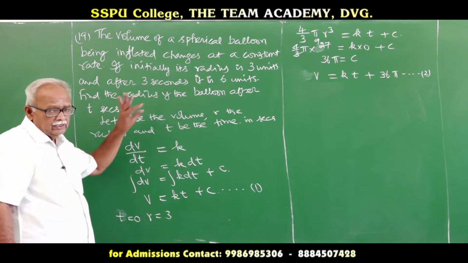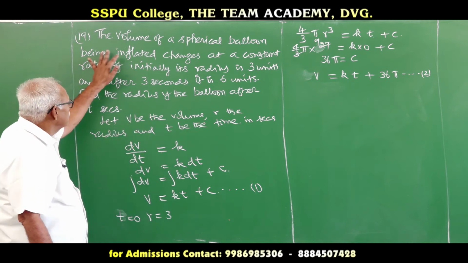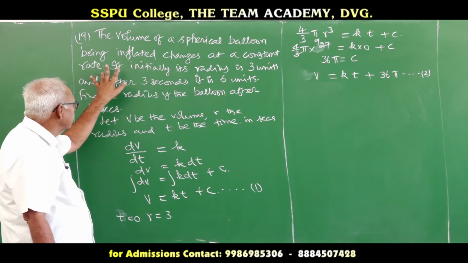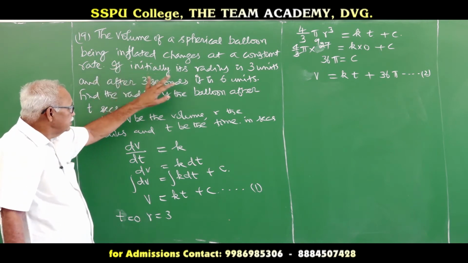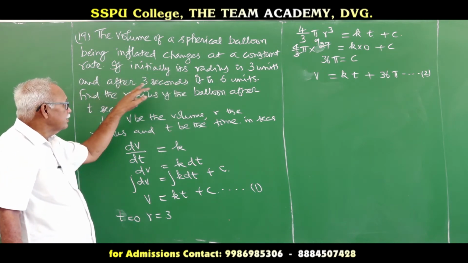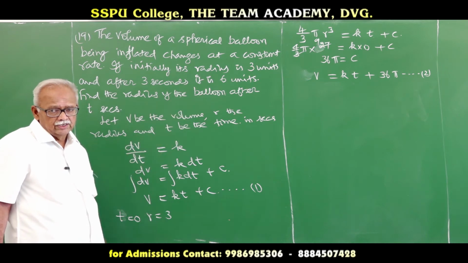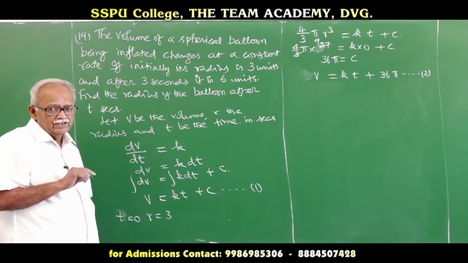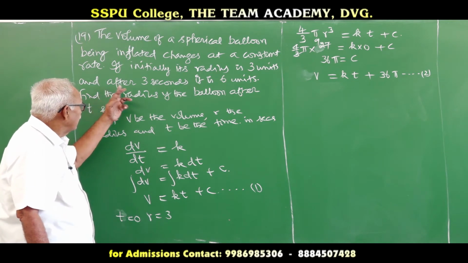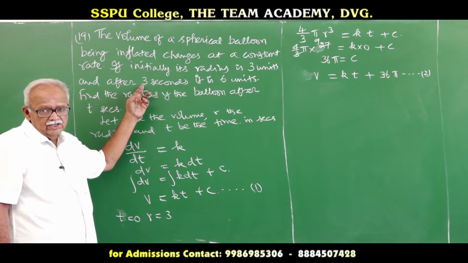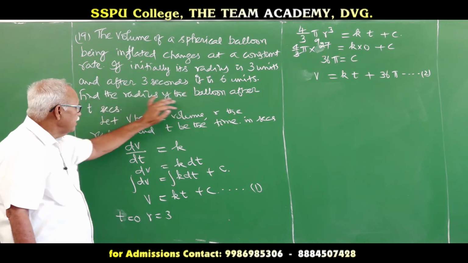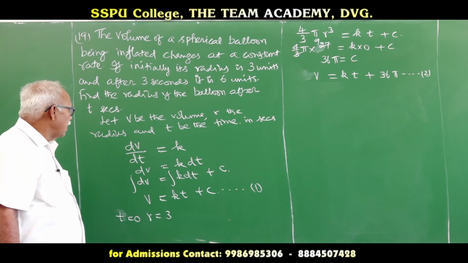Now we are getting practical problems. The volume of a spherical balloon being inflated changes at a constant rate. If initially its radius is 3 units and after 3 seconds it is 6 units. Initially means t is equal to 0, r is equal to 3, and after 3 seconds, t is equal to 3 and radius becomes 6 units. Find the radius of the balloon after t seconds.